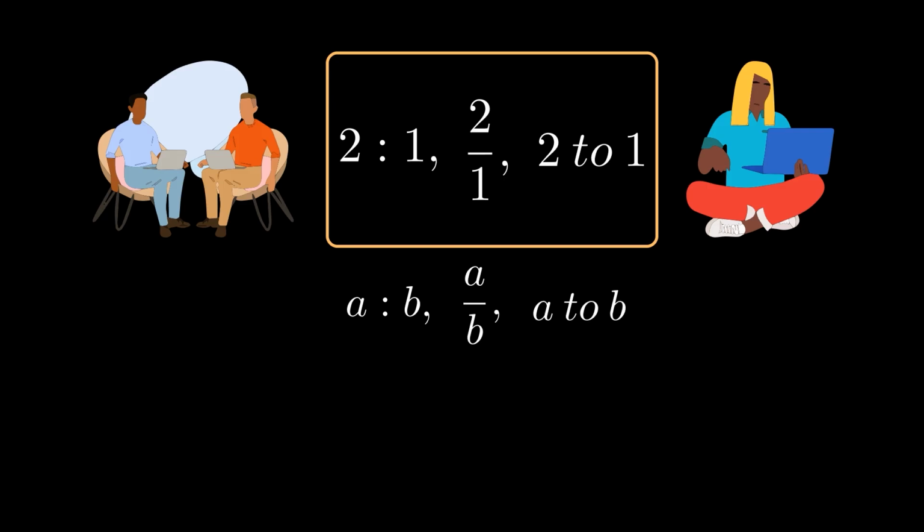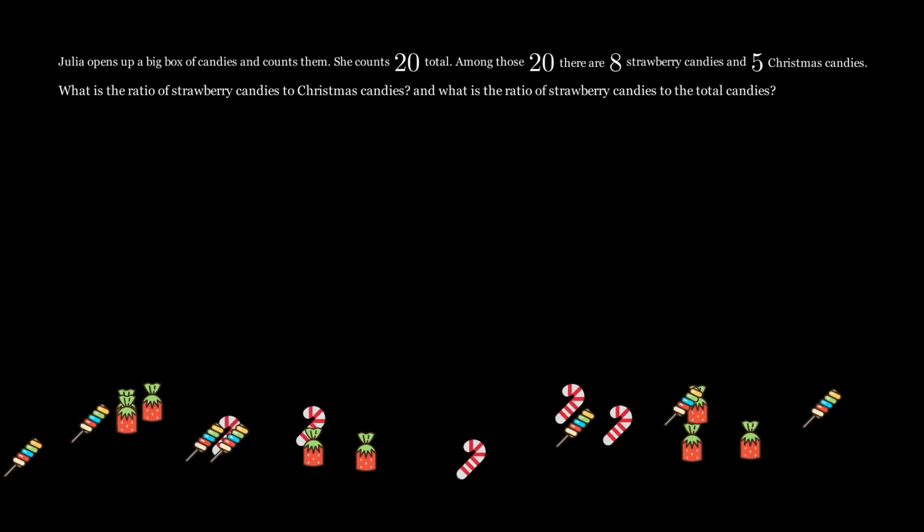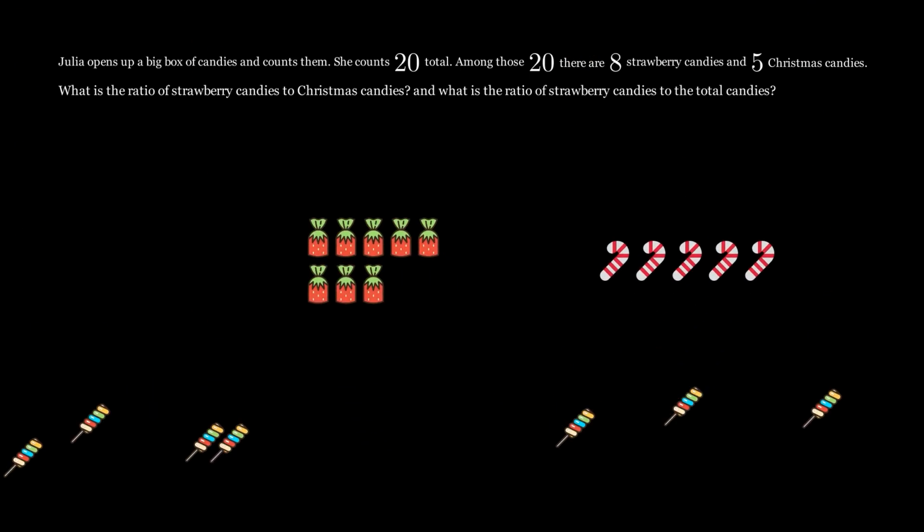Let's look at an example to understand this better. Julia opens up a big box of candies and counts them. She counts 20 candies in total. Among those, there are 8 strawberry candies and 5 Christmas candies. What is the ratio of strawberry candies to Christmas candies? And what is the ratio of strawberry candies to the total candies?